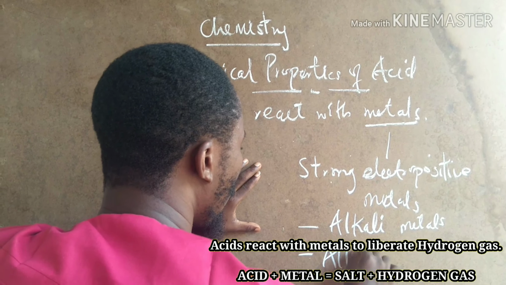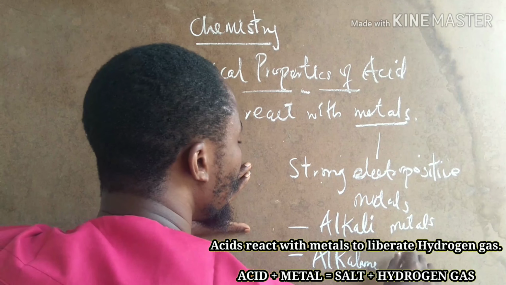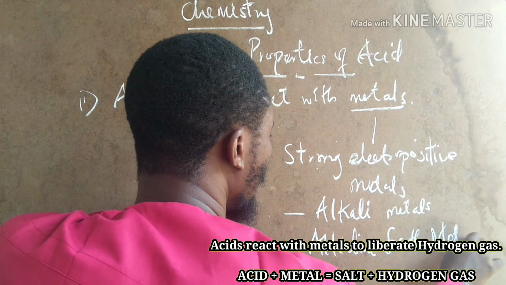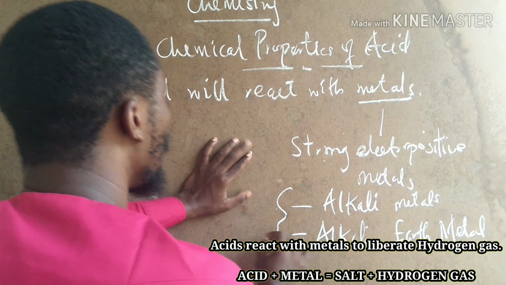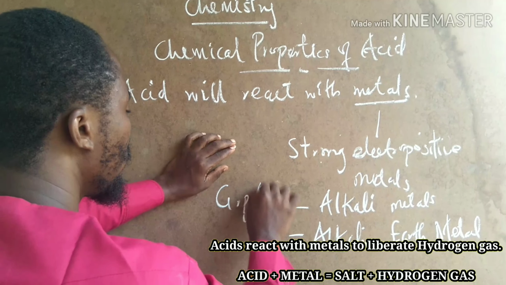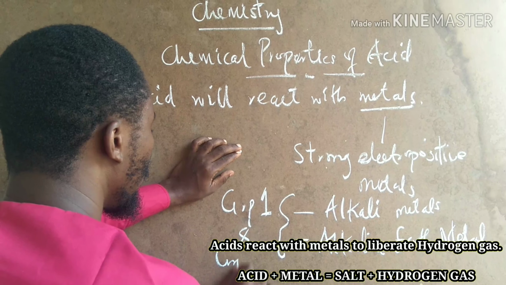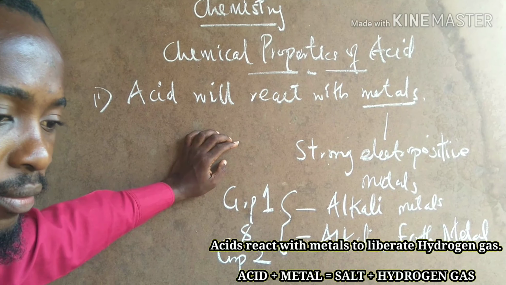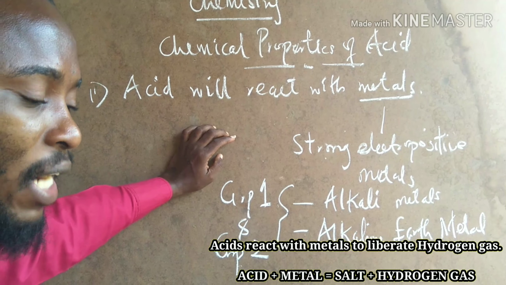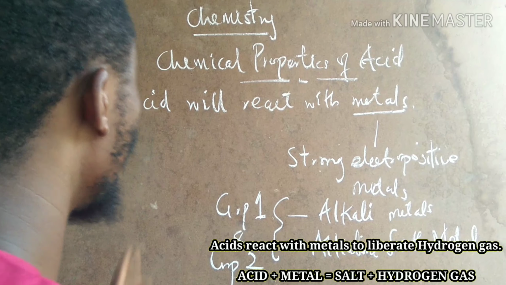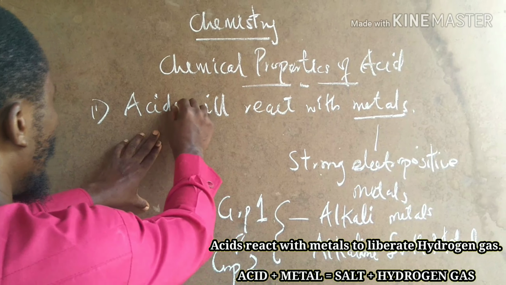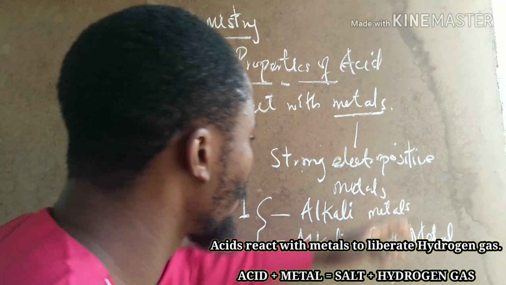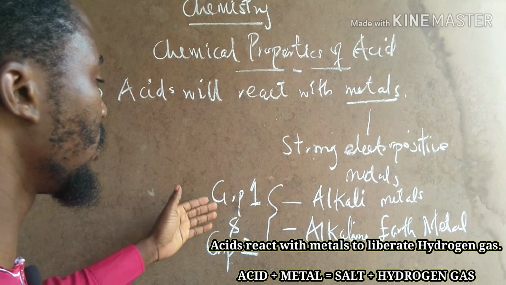and alkaline earth metals. So invariably we're talking about group 1 and group 2 metals. Are we together now? Talking about group 1 and group 2 metals. So these are the things you need to know first. Acids will react with metals. And the metals we are talking about are strong electropositive metals, which are the group 1 and the group 2 metals.